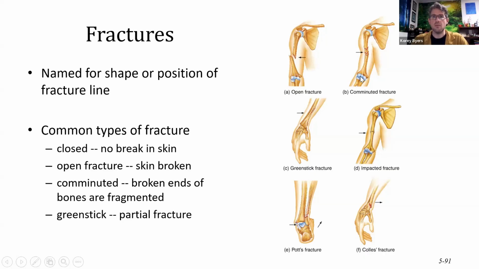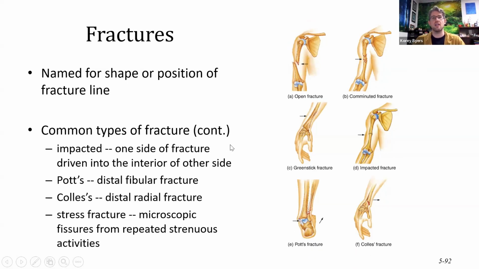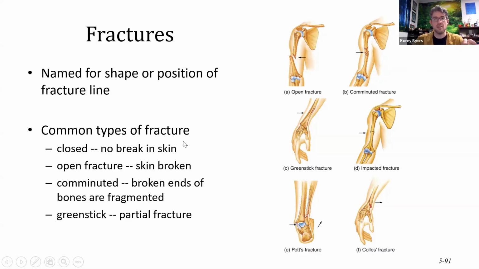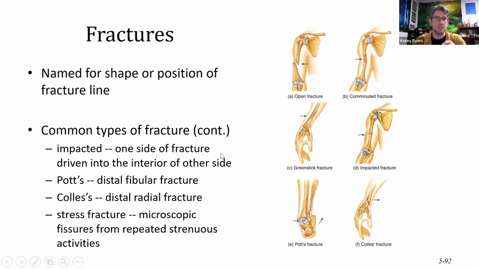Comminuted means, well, I have to think of it as movement of the bone. The word that it makes me think of is the bone moves. It's broken, and fragmented bits of it move from the main area, is how I reason it out. Greenstick is, I'll show you a picture here in a second, but it's like a wet stick that's been bent. Impacted, one's been driven into the other.